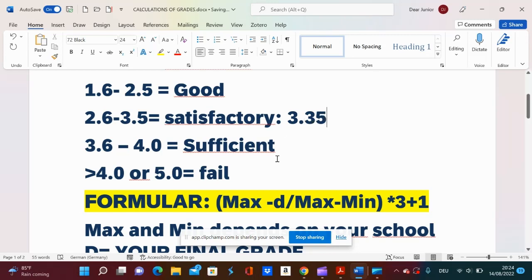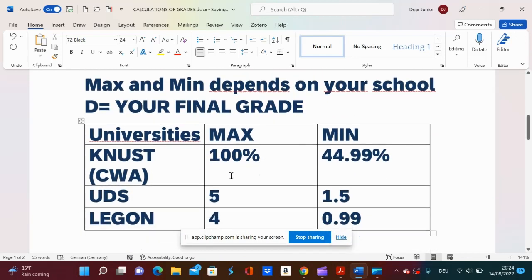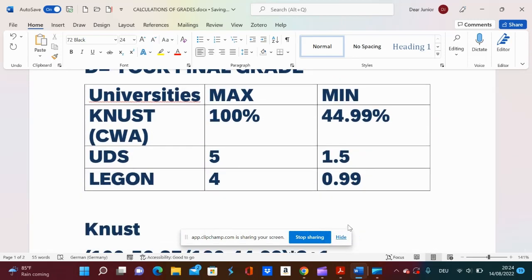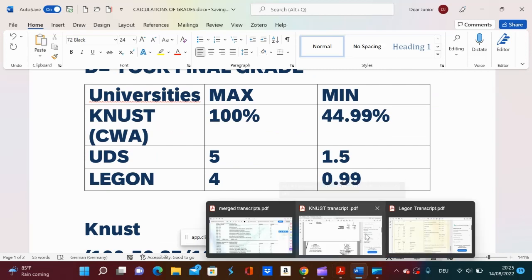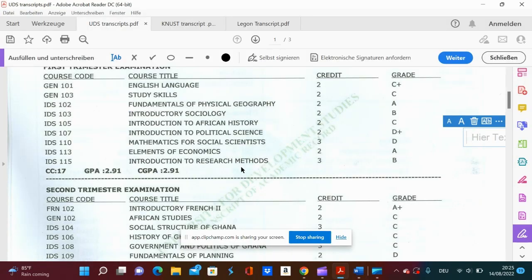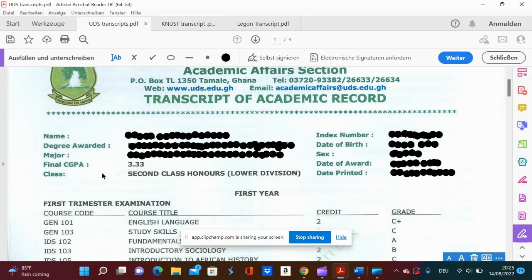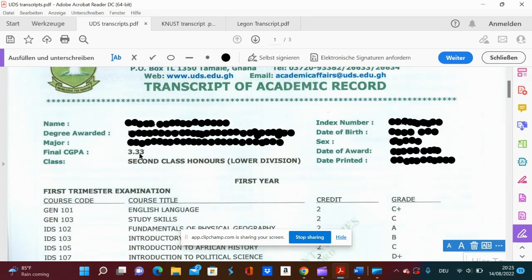When you look at it critically, the person had second class lower, but when the raw value was taken and converted, it's 3.35. So let's check for UDS and see the transcript for UDS. With this, the person had 3.33, and also had a second class lower division. So let's calculate for the person, 3.33.